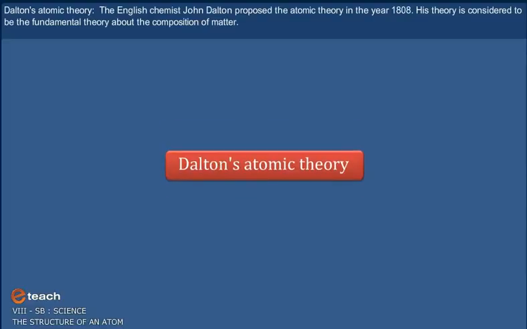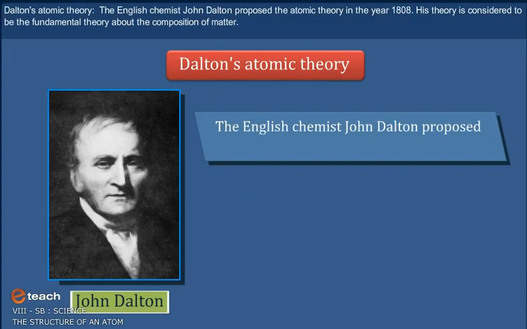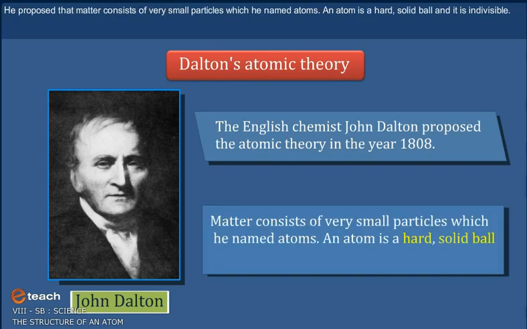Dalton's atomic theory. The English chemist John Dalton proposed the atomic theory in the year 1808. His theory is considered to be the fundamental theory about the composition of matter. He proposed that matter consists of very small particles, which he named atoms. An atom is a hard, solid ball, and it is indivisible.